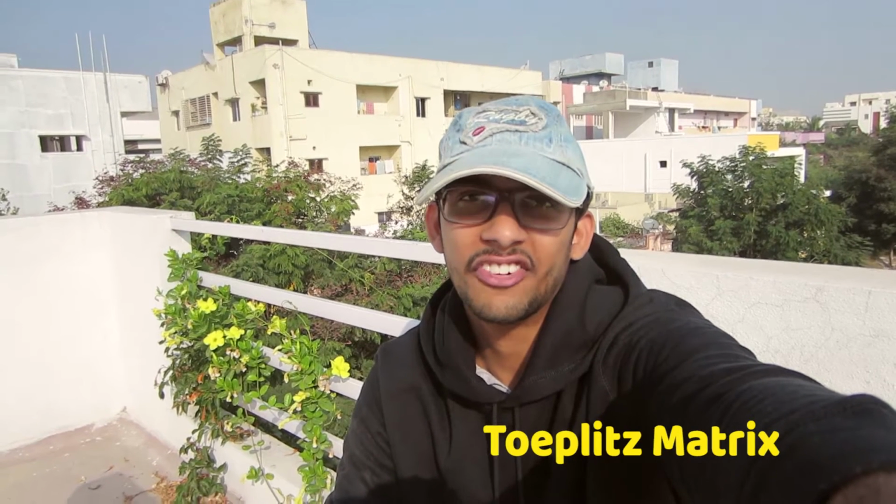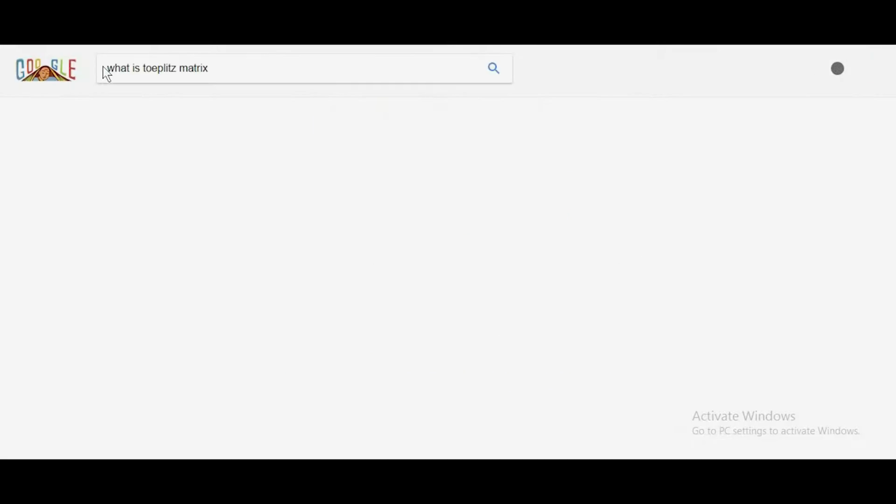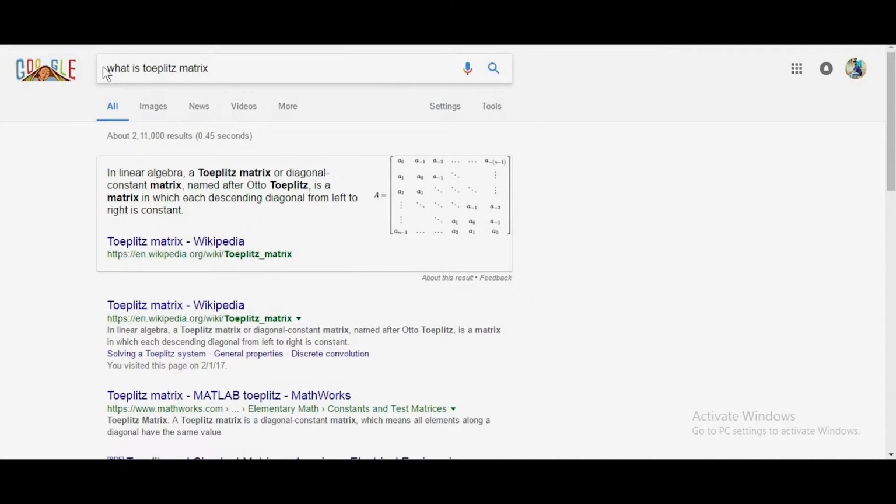So now let's see what Google has to say about Toeplitz matrix. What is a Toeplitz matrix? According to Wikipedia, in linear algebra, a Toeplitz matrix or diagonal constant matrix, named after Otto Toeplitz, is a matrix in which each descending diagonal from left to right is constant.